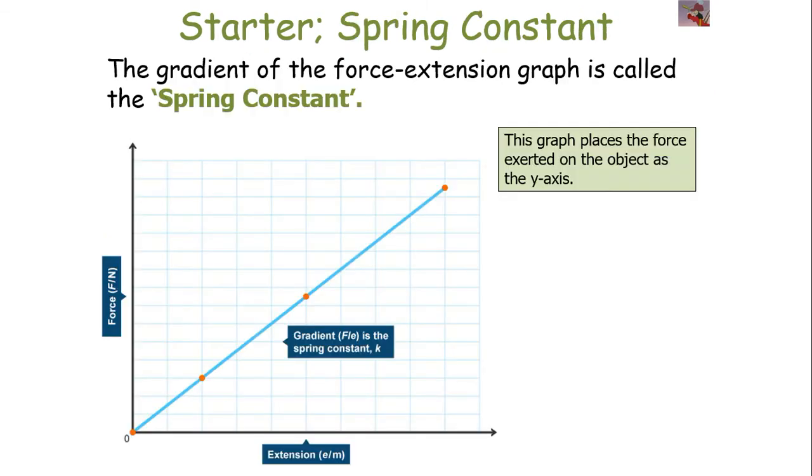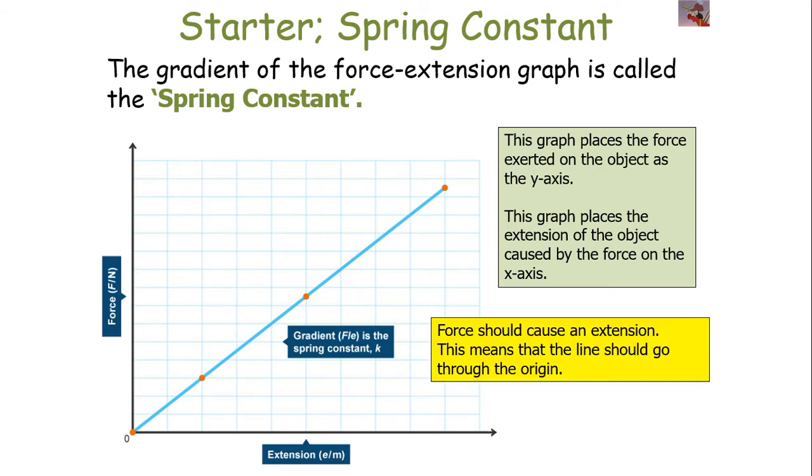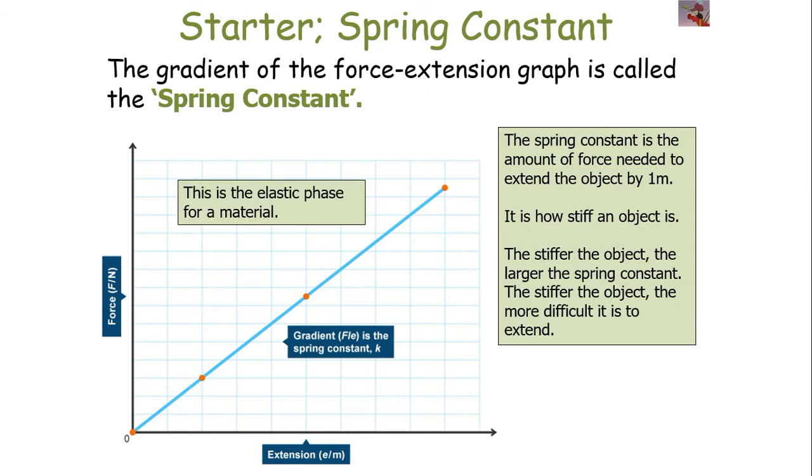Now, the gradient of a force extension graph is called the spring constant. This graph, like we mentioned before, places force on the y-axis and the extension on the x-axis. As a force can cause an extension, this means the line should go through the origin. If it doesn't, like we mentioned before, the experimenter has probably measured the length, not the extension. The spring constant is the amount of force needed to extend the material by 1 meter. It's how stiff an object is.